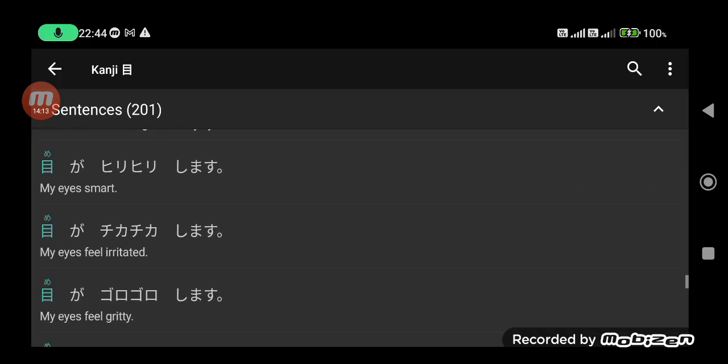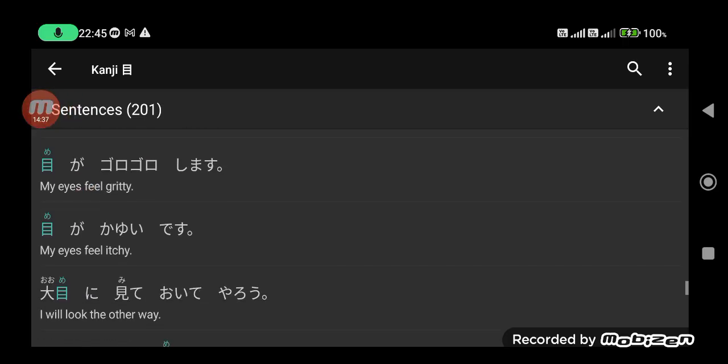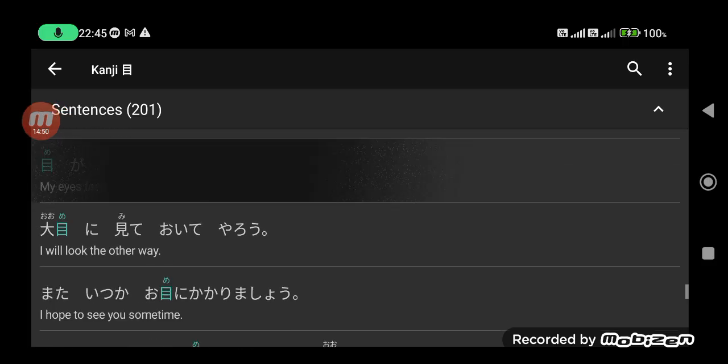Okay. My eyes feel irritated. Me ga chika chika shimasu. Chika chika is onomatopoeia. Me ga chika chika shimasu. My eyes feel irritated, or feels irritated. My eyes feel irritated. Me ga chika chika shimasu. My eyes feel gritty. Me ga goro goro shimasu. Or my eyes feel itchy. Me ga kayui desu.